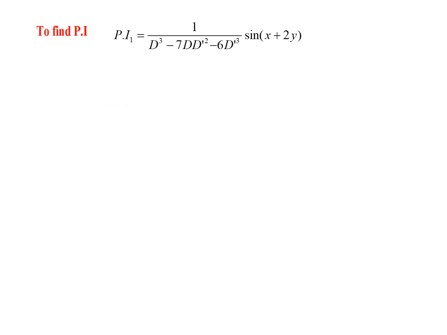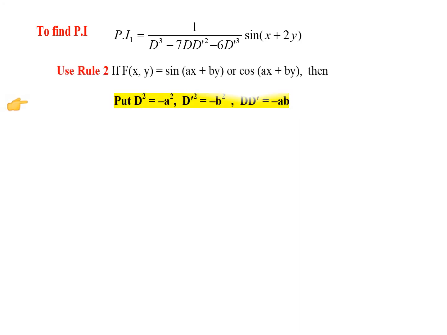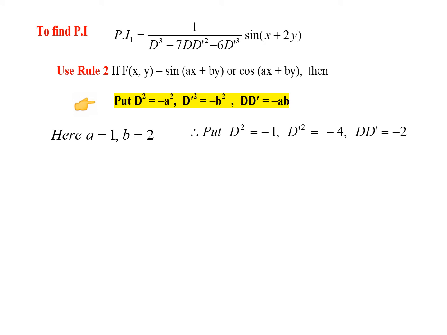Next we shall find the particular integral, and taking the first term, it is particular integral 1, as usual, 1 by the operator operated on sine of x plus 2y, and this is the sine of ax plus by pattern. So these are the substitutions. You have 3 substitutions here, and when you compare this, what are a and b? In the place of a you have 1, in the place of b you have 2. So what are the substitutions here? D squared as minus 1, D dash square will be minus 4, D into D dash will be minus ab. So minus ab will be minus 2.